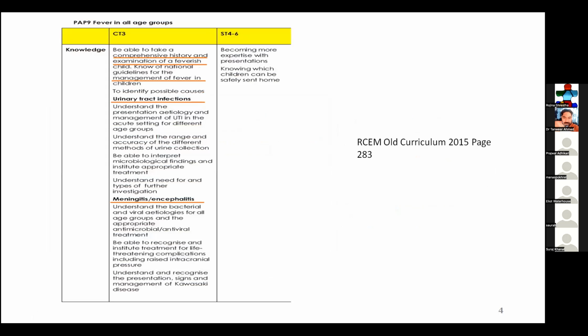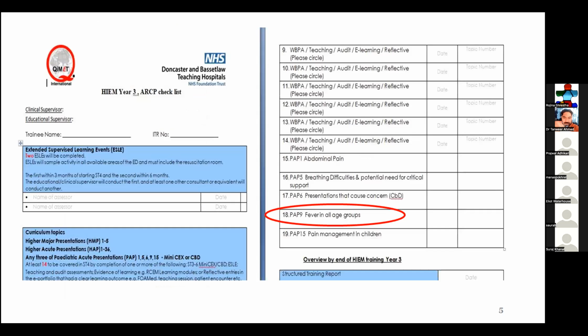And this is the old curriculum. It has detailed things you can find in the old curriculum 2015, page 283. Basically, at the CT3 level we should be able to take a comprehensive history and examination of every child, and also know about the national guidelines for management of the febrile child, and to identify some of the causes like urinary tract infection, meningitis or encephalitis. So this is our HIEM 3 ARCP checklist.